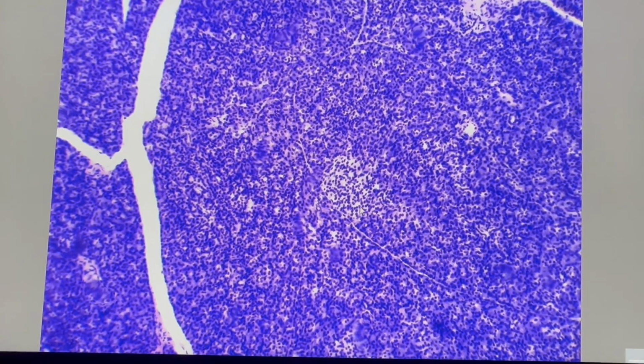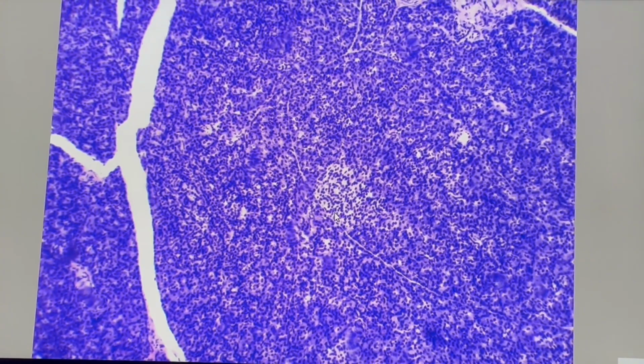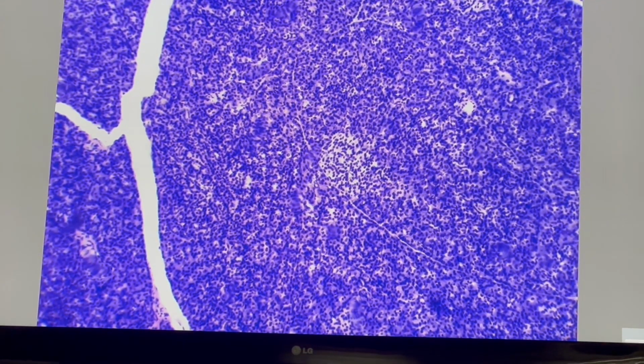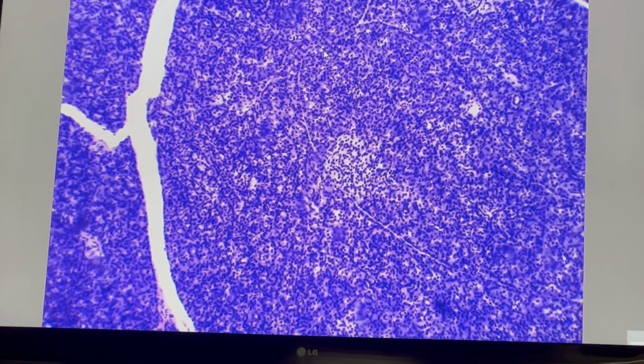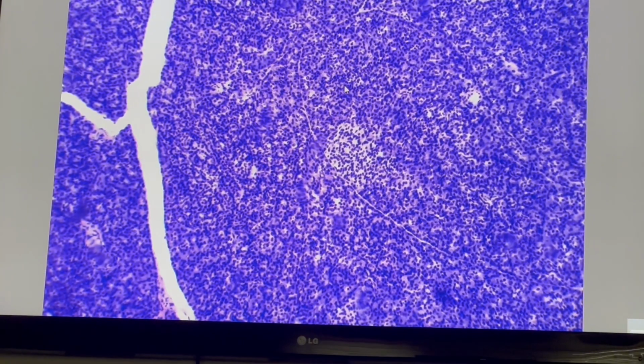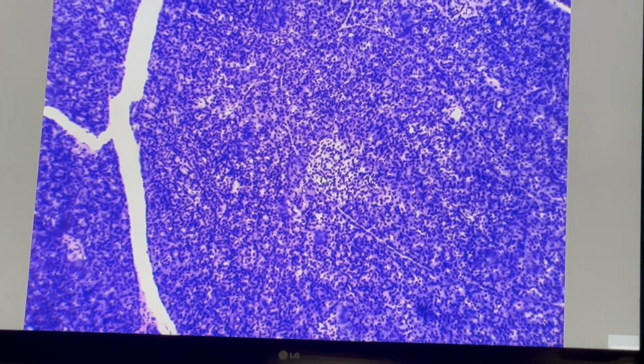Within the pancreas, we can see a lightly staining area. This region is called the endocrine portion of the pancreas, the islet of Langerhans. The darkly stained portion is the exocrine portion, the serous acini. The lightly staining area represents the endocrine portion, the islet of Langerhans.